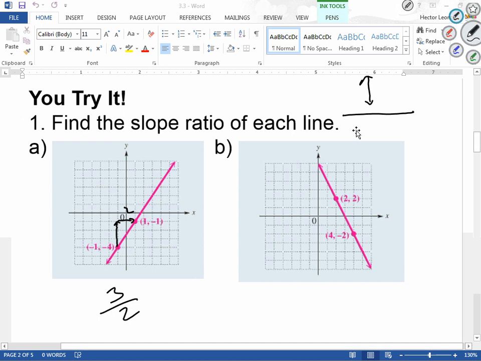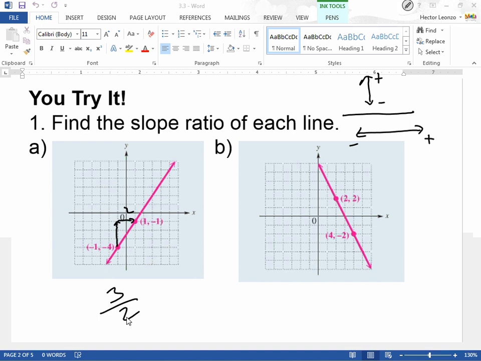My fraction, the top number tells me whether I go up or down. So notice I said up 3. If you're going up, it's positive. If you're going down, it's negative. Now the bottom number is going to tell me whether I go to the right or to the left. To the right is positive, to the left is negative. So this one says go up 3 and 2 to the right. Notice how my number is a positive value.